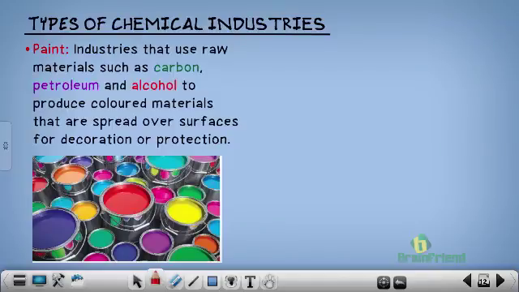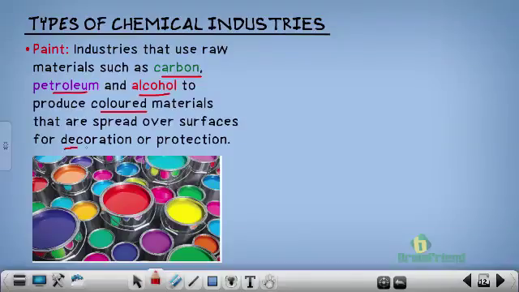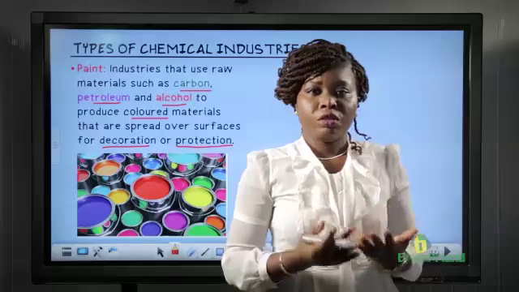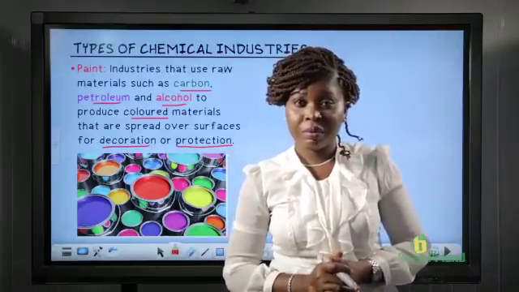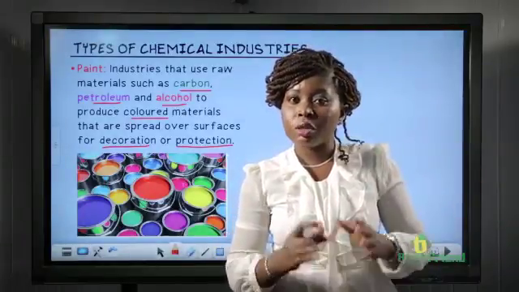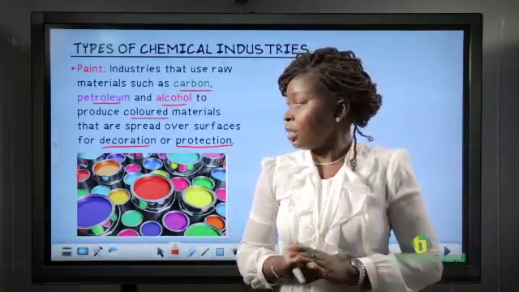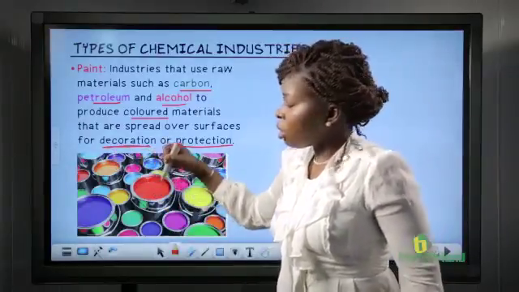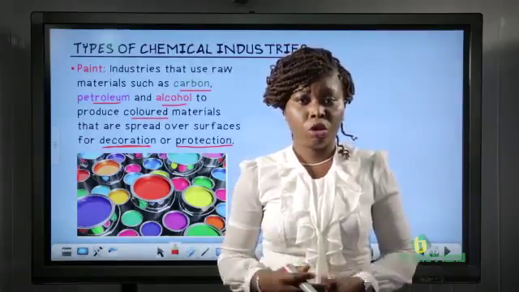The paint industry. These are industries that make use of materials such as carbon, petroleum, and alcohol to produce colored materials that are spread over surfaces for decoration or protection. For building, we know that paints are very important to the finishing of a building. If a house stands without painting, it doesn't look beautiful until it is painted with different colors to beautify it. So they are used for decoration, also for protection. Some metals are coated with paint to prevent rusting and corrosion.